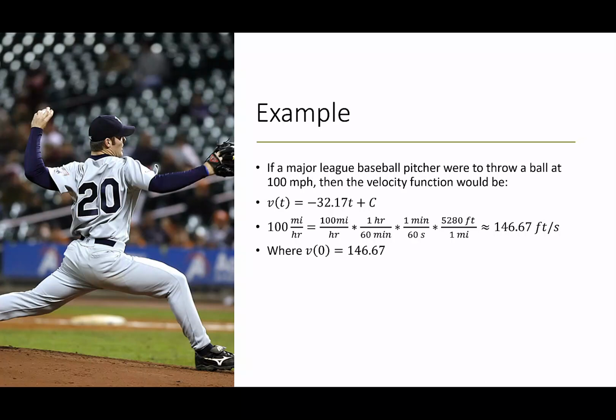Putting this into our function, we have v of 0 is 146.67, then 146.67 is equal to negative 32.17 times 0 plus c, which essentially says 146.67 is c. Our velocity function is negative 32.17t plus 146.67.